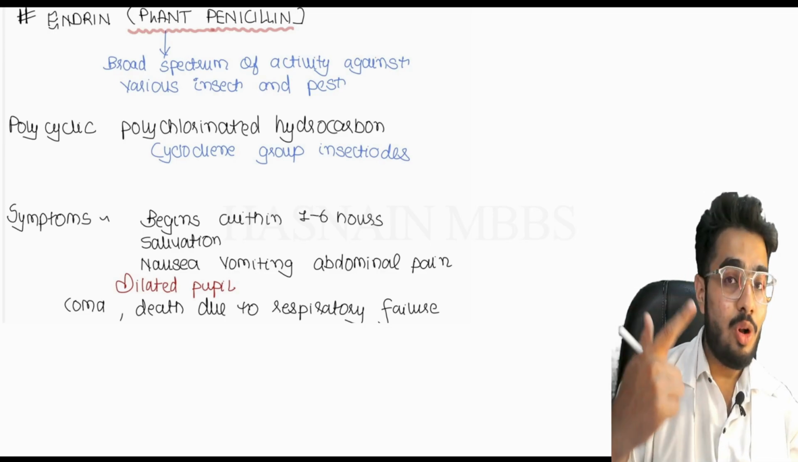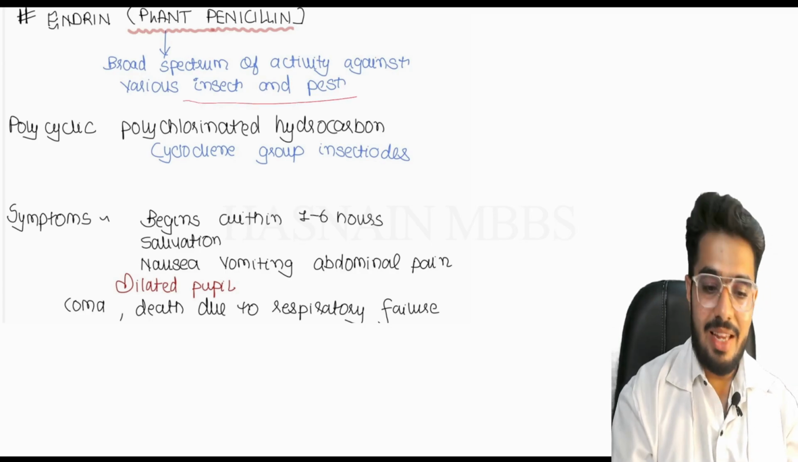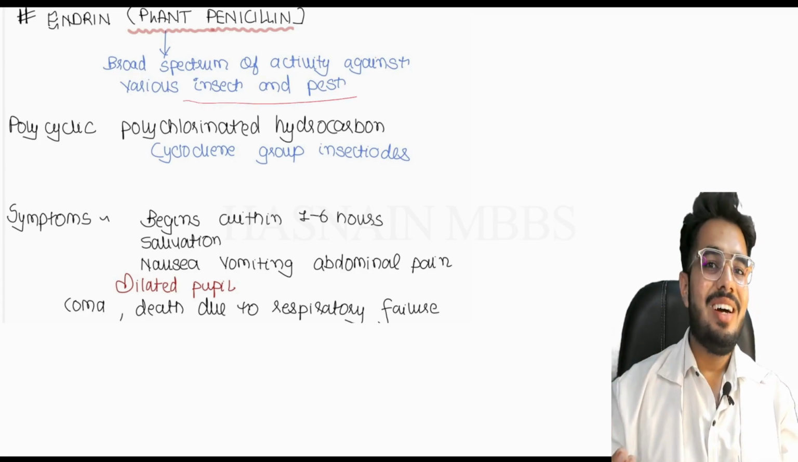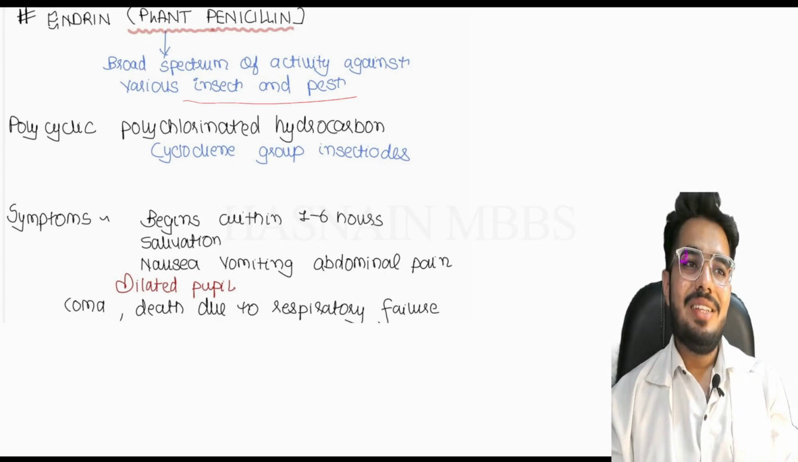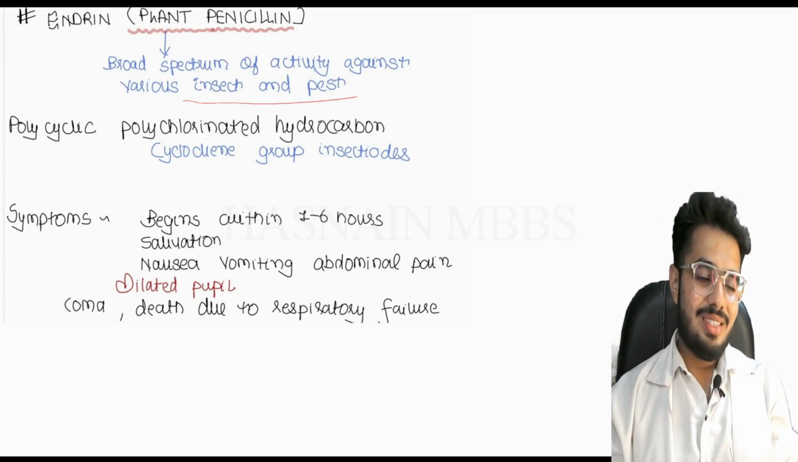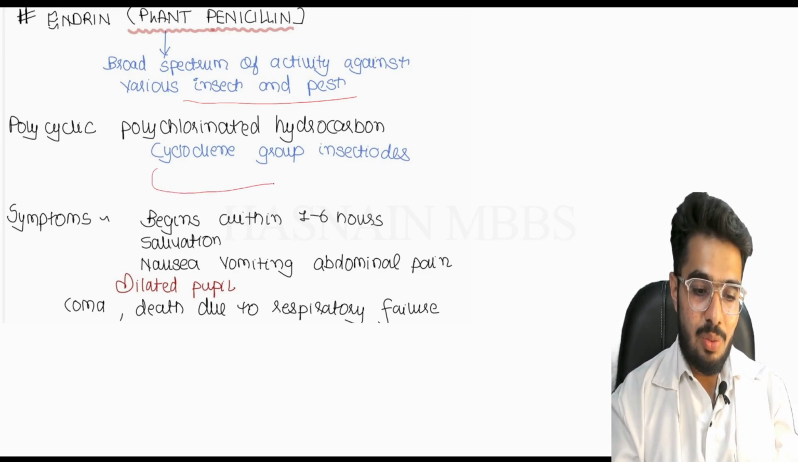It's a broad spectrum insecticide and pesticide, because it has activity against various insects and pests, similar to our penicillin, our antibiotic. So it is our plant penicillin. Just for remembering this. And polycyclic polychlorinated hydrocarbons, cyclodiene group insecticides.